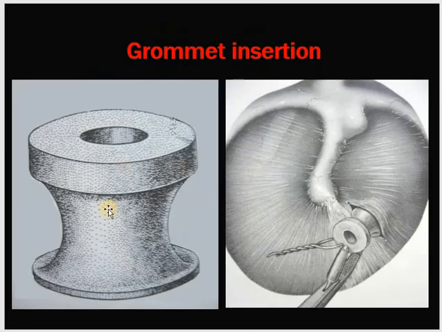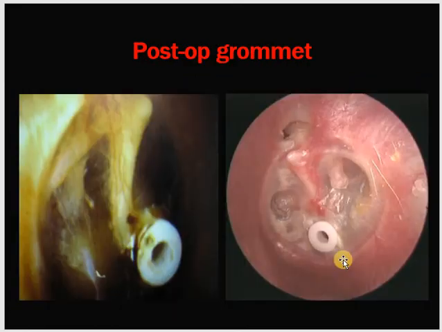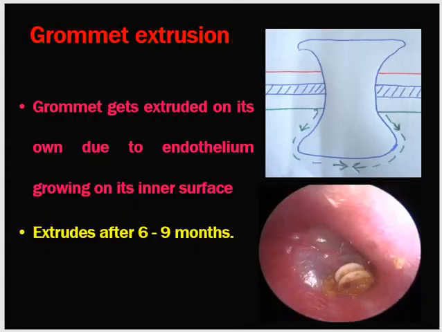These are different grommets. This is the Sequelae grommet and this is the Sahaj grommet. The grommet is inserted through the tympanic membrane into the middle ear. One end lies in the middle ear and the other end lies in the external auditory canal. The grommet comes out by usually 6 months in most cases. This is called extrusion of the grommet. After surgery, you can see here the grommet outer part and the tympanic membrane, which was retracted earlier. Now it is still retracted, but there is no fluid in the middle ear cavity. The grommet extrudes on its own after 6 months due to epithelium growing on its inner surface.